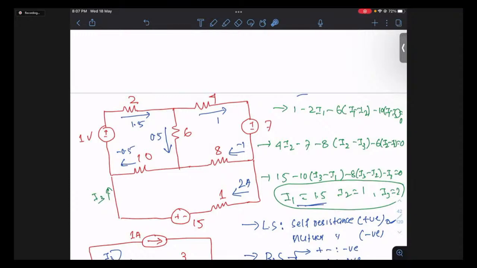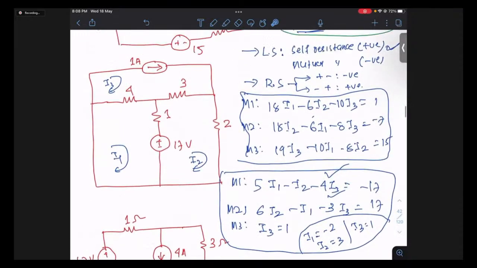Once you have the mesh analysis, all the solutions are in your hand. Here also it is the same story. The value of I1, I2 and I3. I1 will be minus 2, as said. So this current is minus 2. This current is anyway 1 ampere. Now if I ask you what is this current, if I'm moving in the direction of I1, it is I1 minus I2. So minus 2 minus 3, this current will be minus 5 amperes.